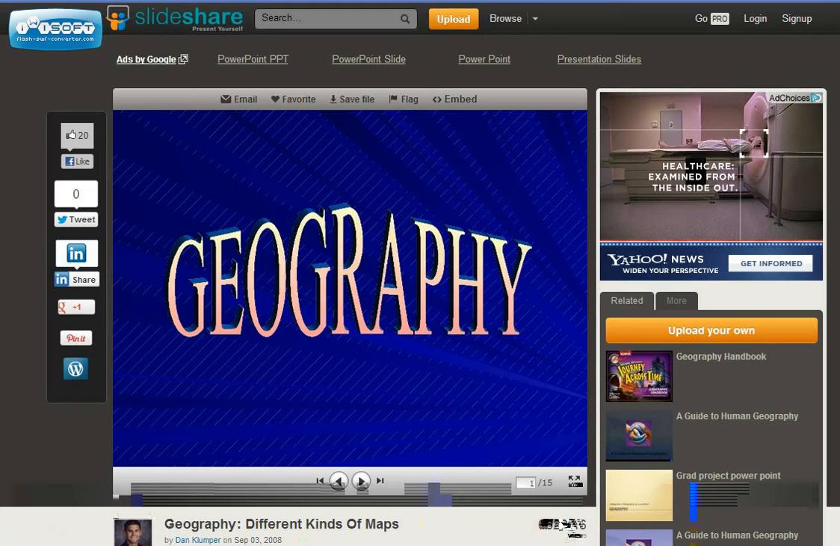Wrayography number 1 was about latitude and longitude. This one is about different types of maps and parts of maps. And we're going to start talking about the different types of maps.